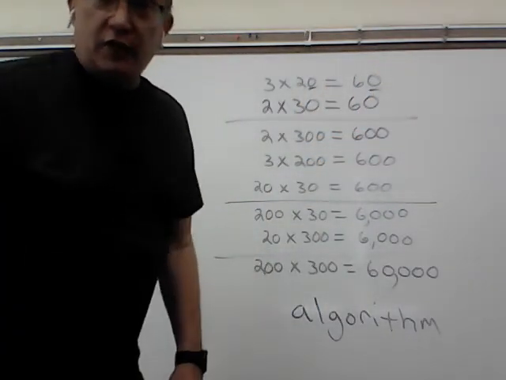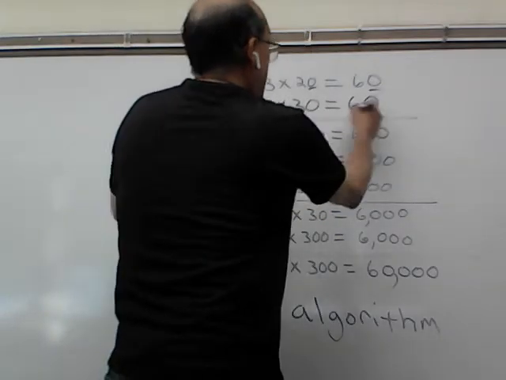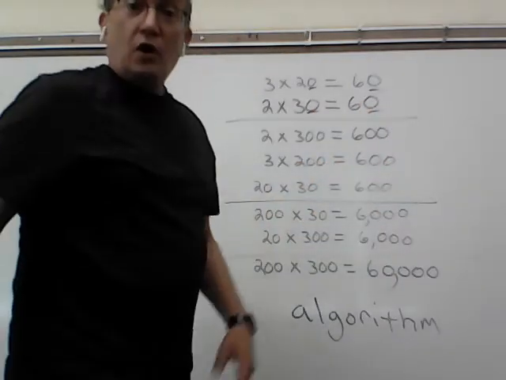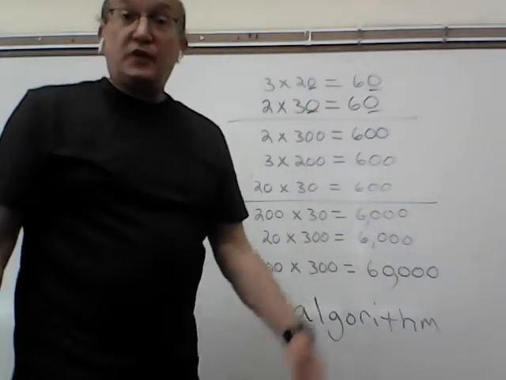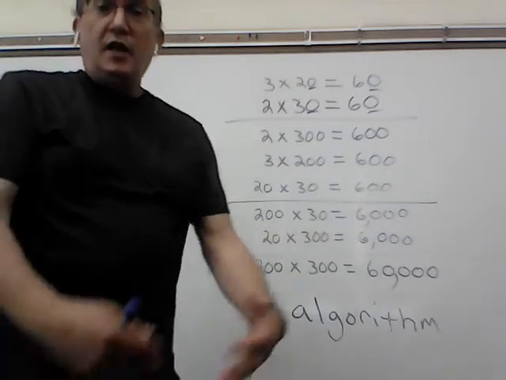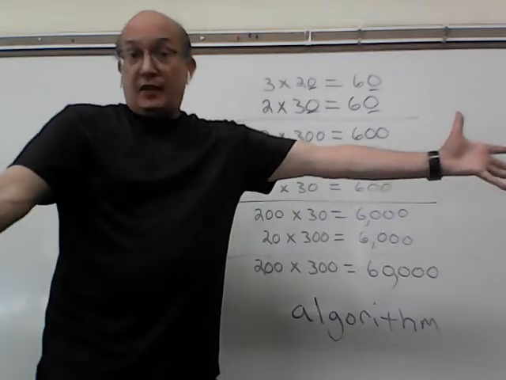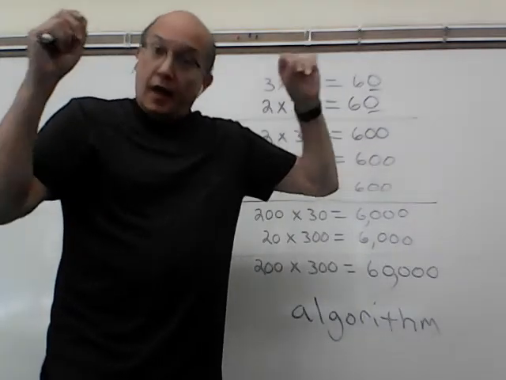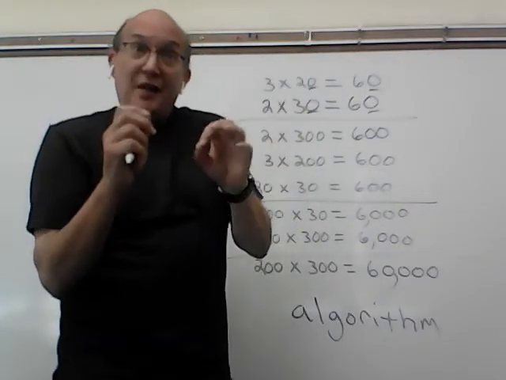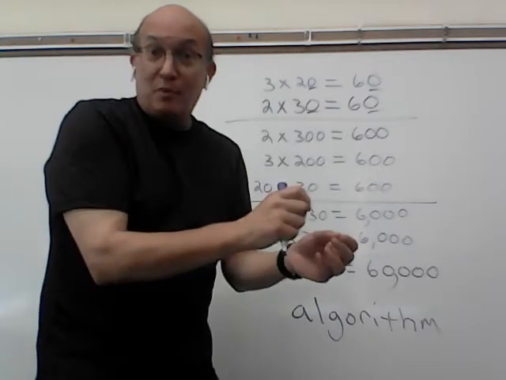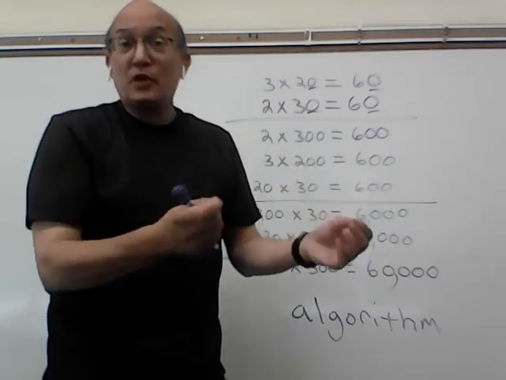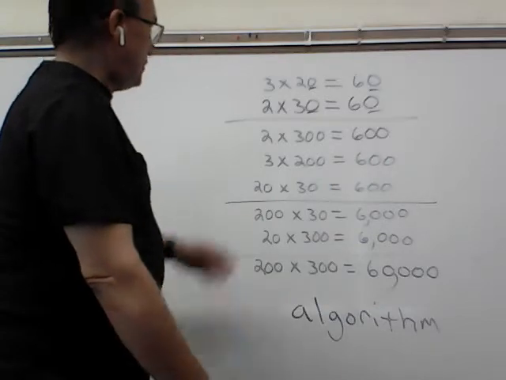3 times 20 is 60. 2 times 30 is also 60. All of these products, of course, begin with 6 because 2 times 3 is 6. And then you just count the total number of zeros in both numbers and tack them on. That's an algorithm. We could explain why it works based on what it means to multiply a number by 10 or multiply a number by 100, but we'll just accept these to be true.